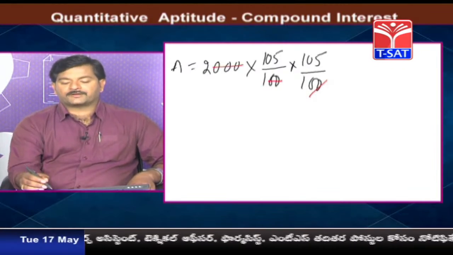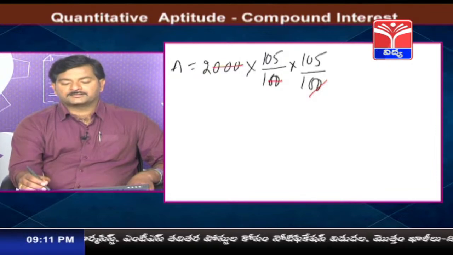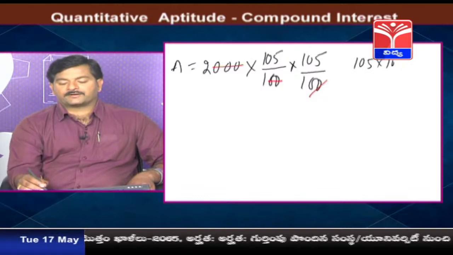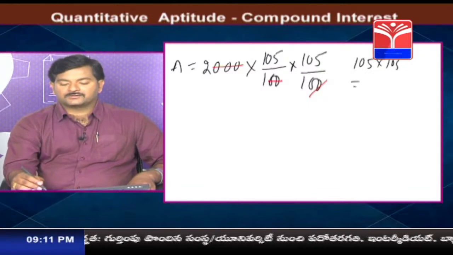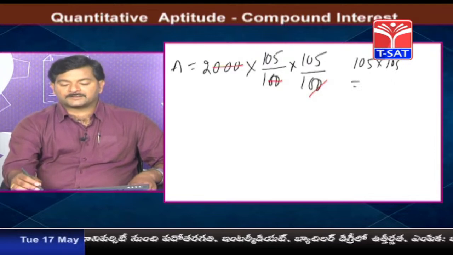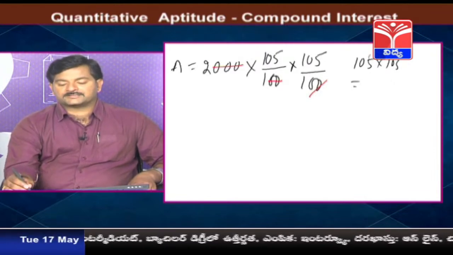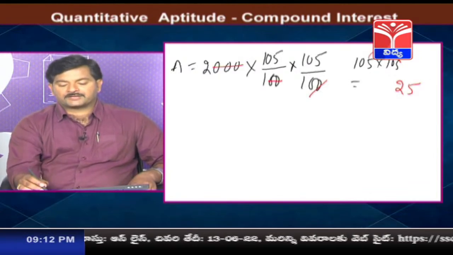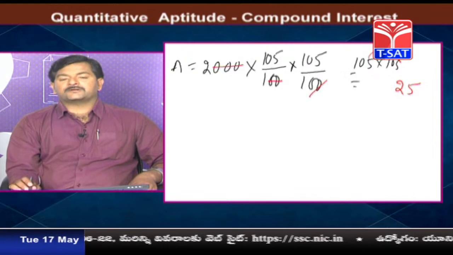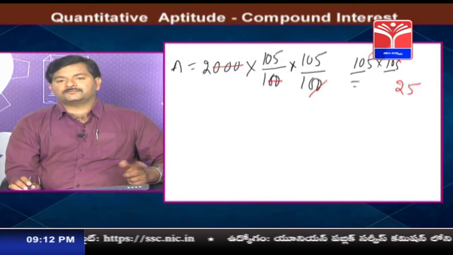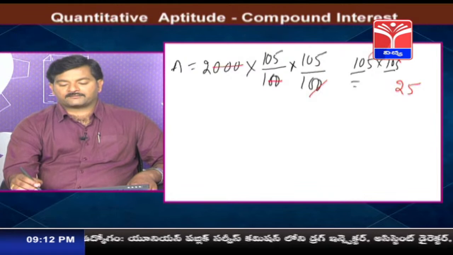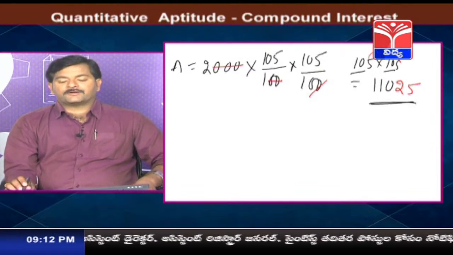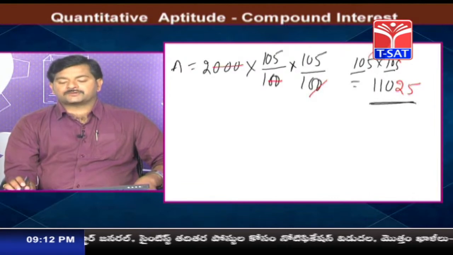Now 105 into 105. There is a simple calculation trick to find 105 into 105. The trick is, clearly 5 5s are how much? 25. Then next, here 10 is there, here also 10 is there. What is the number after 10? It is 11. 10 11s are how much? 110. Hence, 105 into 105 is 11,025.